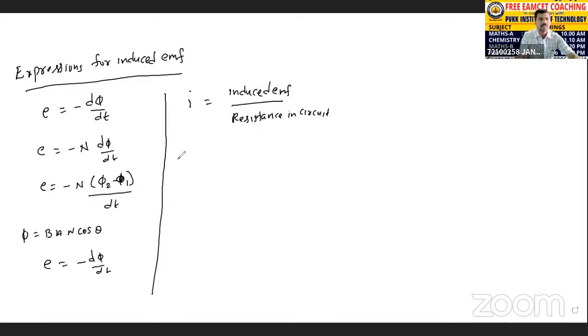Induced EMF divided by resistance in the circuit, so that is equal to N by R into dφ by dt. Okay, this is the induced current.